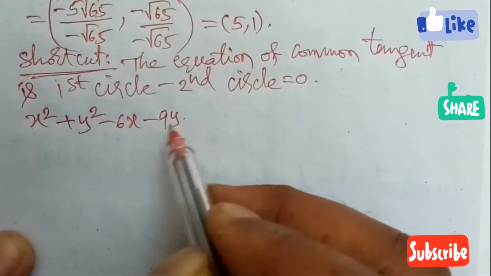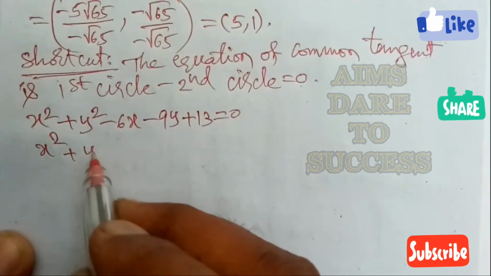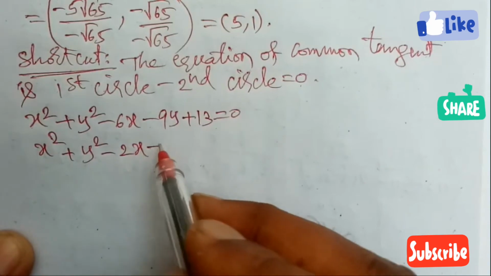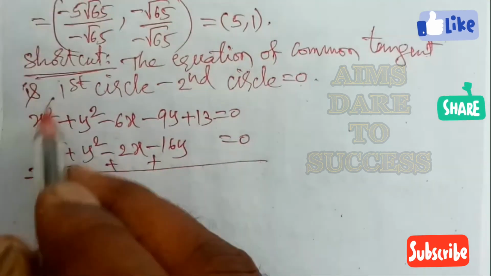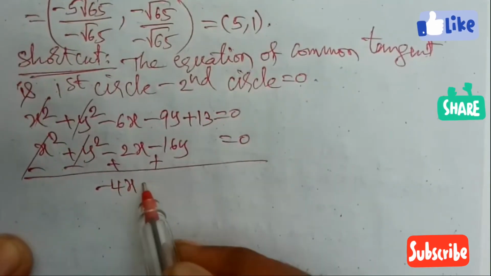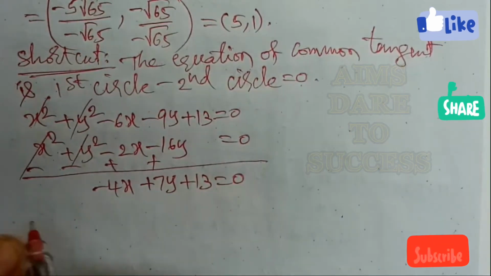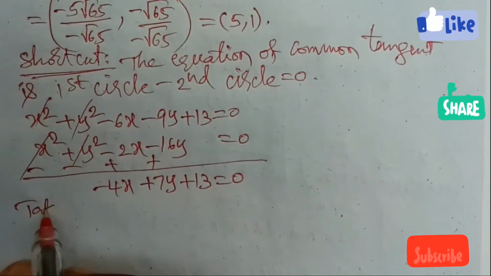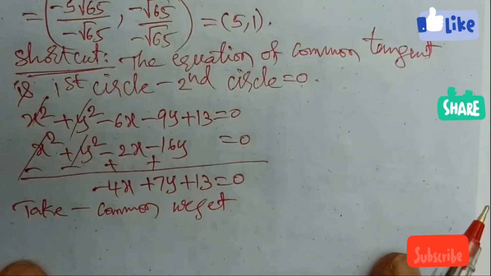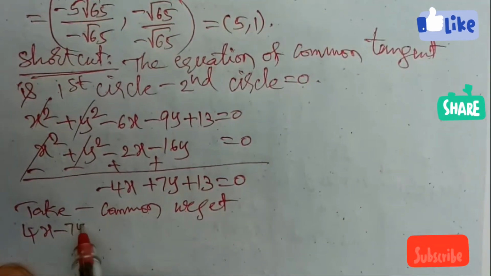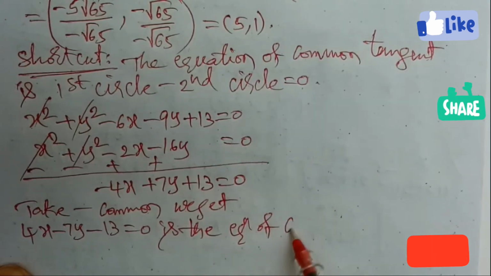The equation of the common tangent means first circle minus second circle equal to 0, only when you have two circles. If you have only one circle and one point, you can use S1 equal to 0 only. First circle is x² + y² - 6x - 9y + 13 = 0. Second circle is x² + y² - 2x - 16y = 0. Subtracting means opposite symbols: plus becomes minus, minus becomes plus. x² cancelled, y² cancelled, 2x minus 6x is -4x, 16y minus 9y is 7y, plus 13 equals 0. Take minus common, because the x coefficient must be positive. After that, 4x - 7y - 13 = 0 is the equation of the common tangent.